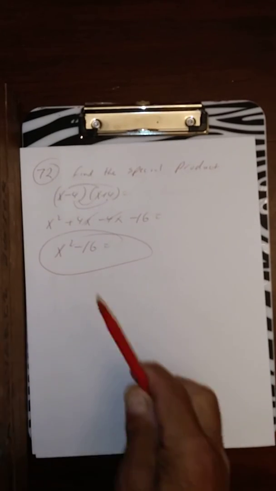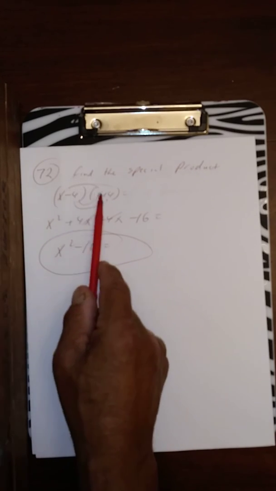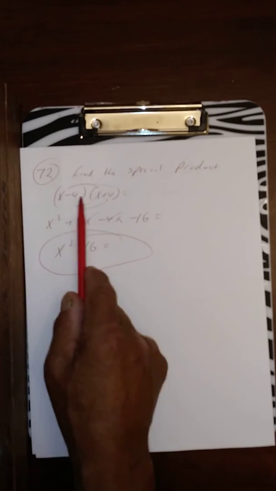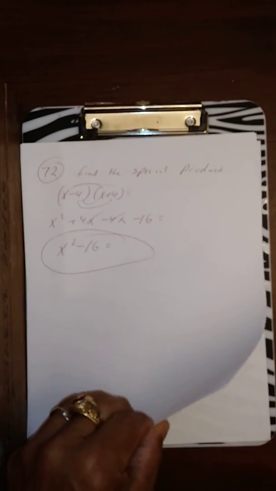Let's see, find the special product. Alright, so x plus 4, x minus 4. x times x is x squared. That's going to be positive 4x, negative 4x, negative 16. So these are gone. So we have x squared minus 16 left over.